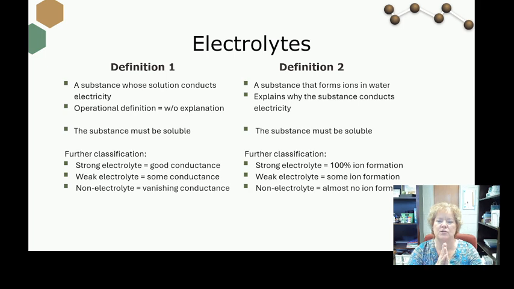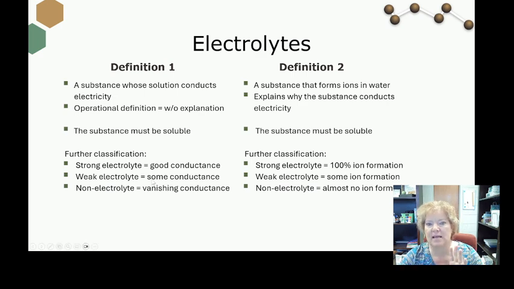Okay, electrolytes. There are two different definitions for electrolytes. One is an operational definition, which is actually the more formal definition, but as far as recognizing whether something is an electrolyte or not, we tend to use definition 2, which asks why it is an electrolyte. In definition 1, it's a substance that conducts electricity when we're talking about solutions. When we say operational definition, it doesn't explain anything; it's just if it's true, it is, and if it's false, it's not.